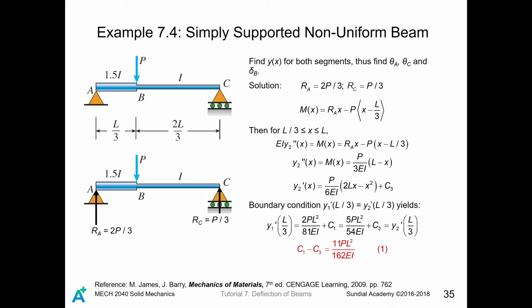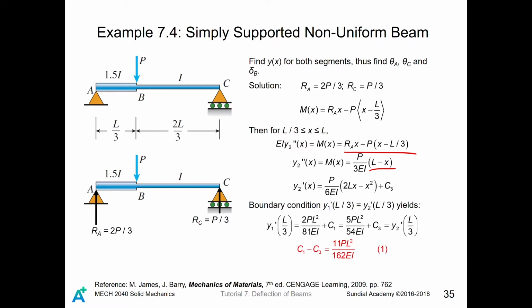For segment BC, we can write the moment like this. Since we are now in the range of L over 3 to L, this corner bracket will become the round bracket. So EI y2 double prime equals the moment, something like this, and we take out the common factor P divided by 3, so the thing left inside the bracket is L minus x. Then we integrate it once to get y2 prime, which equals this. And we also have a constant C3.